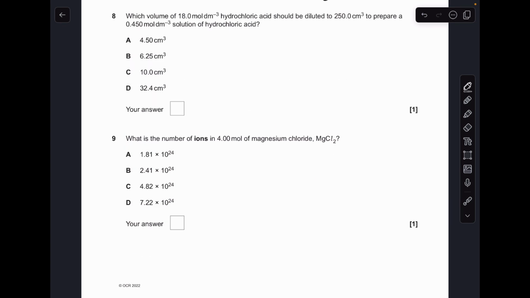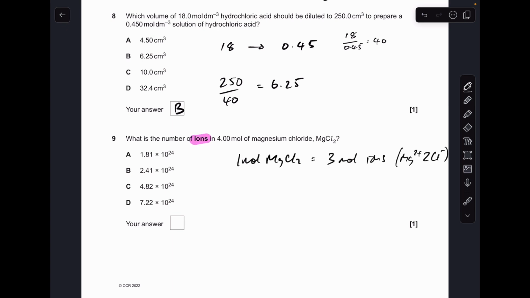Number 8, there's a couple of ways to do this, but the quickest way is to just look at the factor change in the concentrations. So if we're going from 18 moles per decimeter cubed down to 0.45 moles per decimeter cubed for the hydrochloric acid concentration, 0.45 is 40 times less concentrated than 18. So that means we're going to need to do exactly the same to the volume. So 250 divided by 40 comes out at 6.25. So that's the volume we're going to need. So the answer was B.